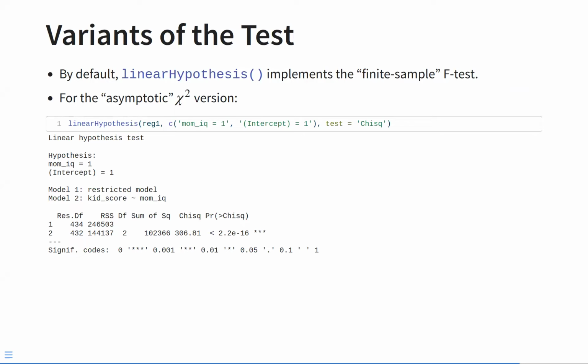But if you want to instead compare your F statistic against the asymptotic distribution, in other words, against this asymptotic chi-square, you can do that. All you've got to change is add the option test equals, in quotes, Chisq, to linearHypothesis.